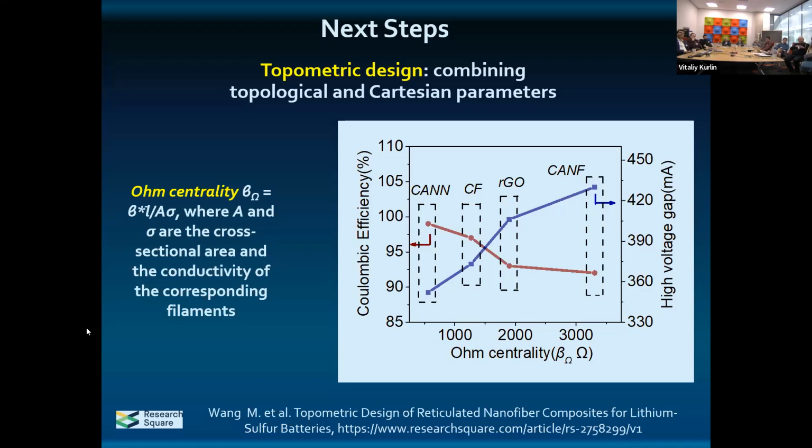And one measure matters. If you have that integrated value that gives you a unified description of connection and physical properties, it turns out to have a very direct correlation with the performance of the battery. And we call that parameter, in this case, ohm centrality. So it combines the centrality, the thickness of the fibers, and the conductivity in one unit. And this has actually direct translatability. How do we design cathode materials for the batteries?